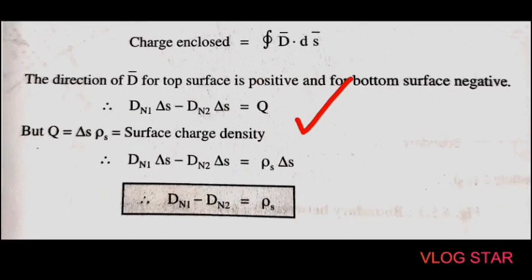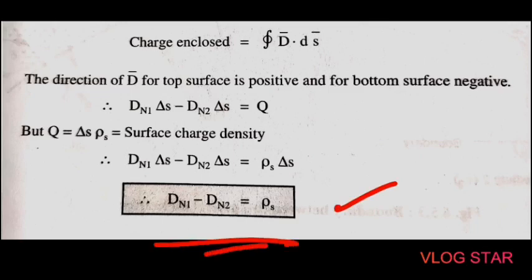But according to the surface charge density, we know that rho s is equal to Q upon del S. So the value of this Q is equal to rho s into del S. So we have to put here the value of this Q as del S into rho s. So we'll get Dn1 del S minus Dn2 del S is equal to rho s into del S. If we take del S as common, then this del S and del S get cancelled. Then the equation becomes Dn1 minus Dn2 is equal to rho s.